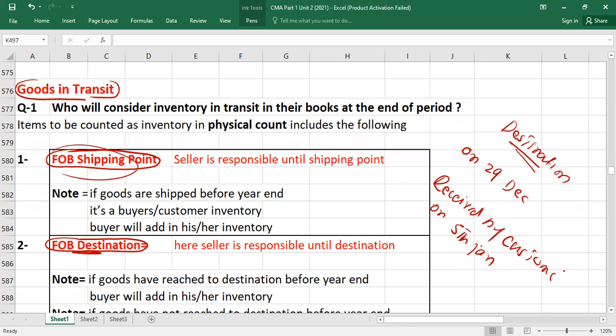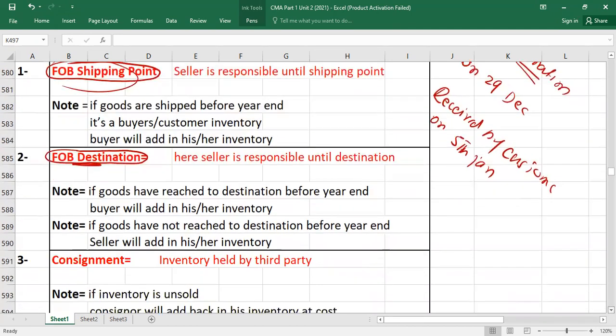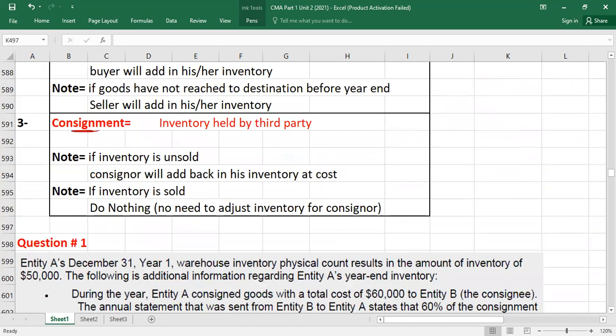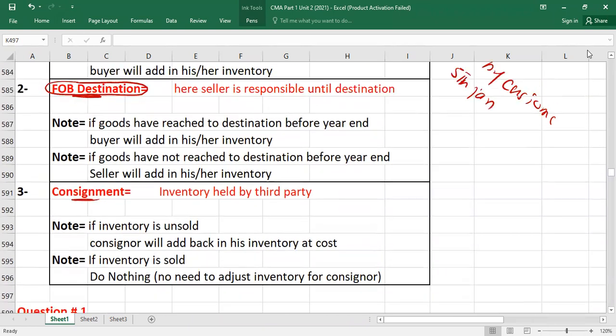Okay. And the third point I told you is for what? Consignment. Theory is written here. You can go through it. It's explained here. Now I'm talking about the consignment. Consignment, as I told you, is very simple.